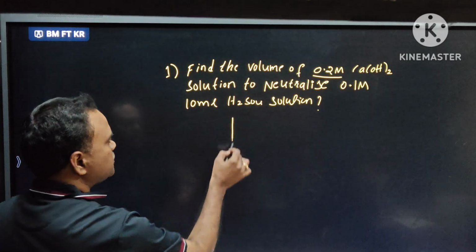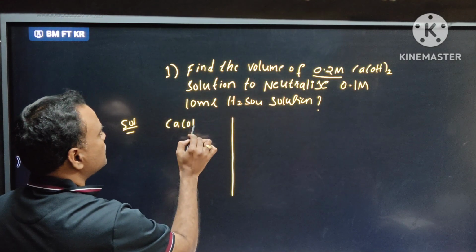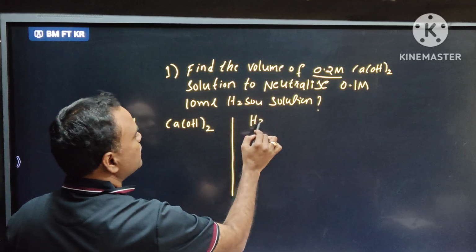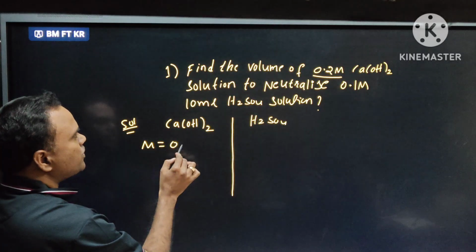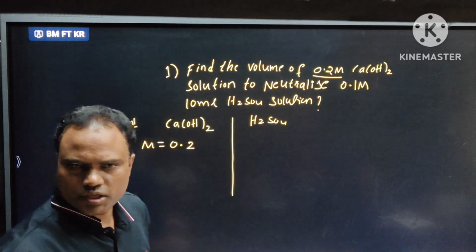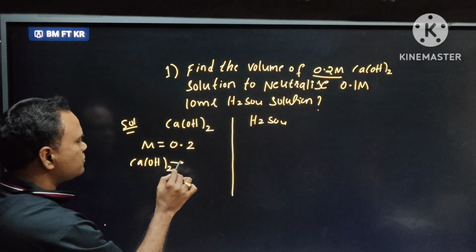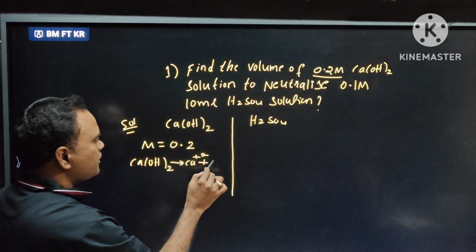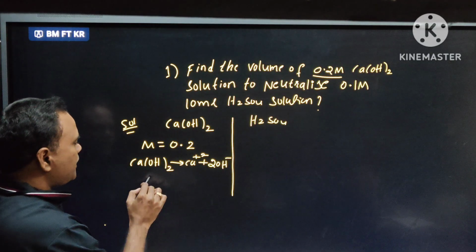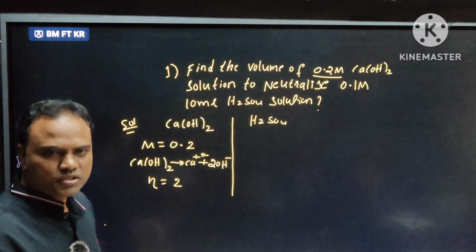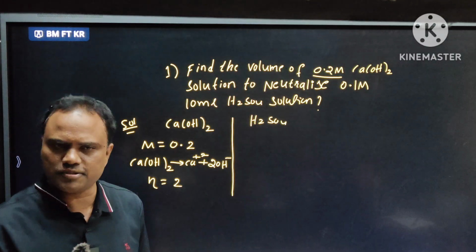Divide the solution into two columns. On one side take the base data, on the other side the acid data. What is its molarity? 0.2 molar. And what is its N factor? Calcium hydroxide dissociates into Ca 2+ and 2 OH minus. N factor is 2 because it is releasing 2 OH minus ions. N factor in case of a base is the number of OH minus ions released.